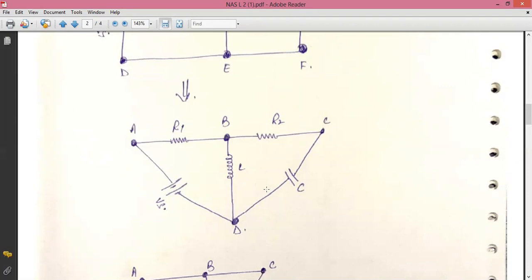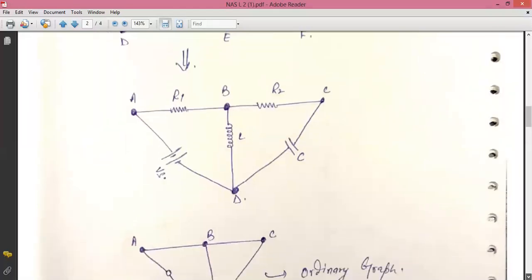So if anybody has any doubt how I made this circuit, he or she can ask me, otherwise I will continue. Shall I continue or anybody having any doubt? Continue, sir. Okay, fine. So I can adopt network topology in this circuit.